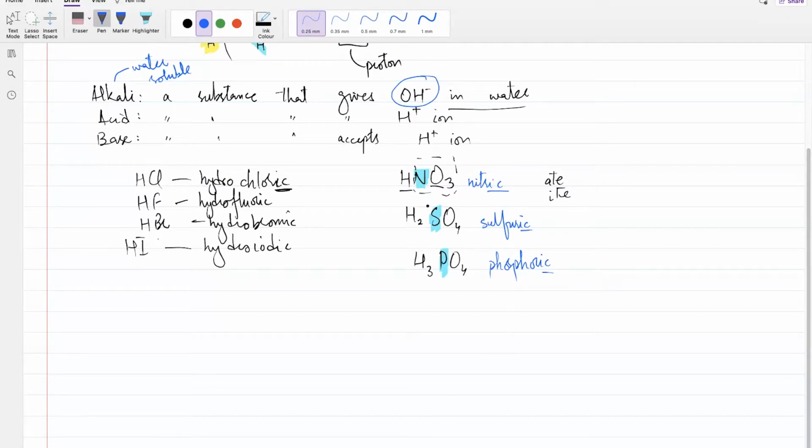Very good. The ion must be sulfate. The ion must be phosphate. But when they're part of an acid, we don't call the ion, we call the whole thing. So the IC in the name tells me it's an acid, and nitrogen is in the middle, so nitric, sulfur is in the middle, so sulfuric.